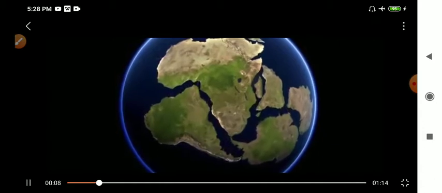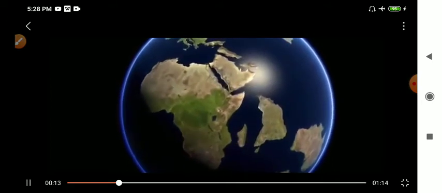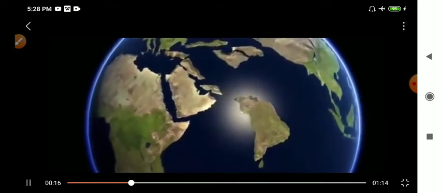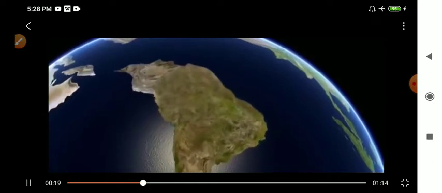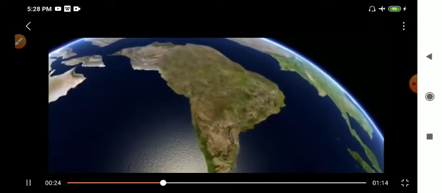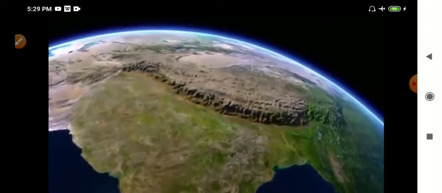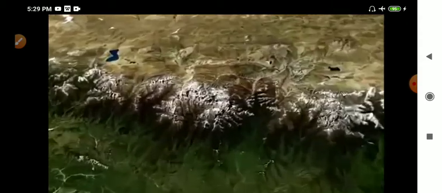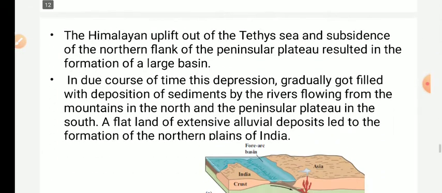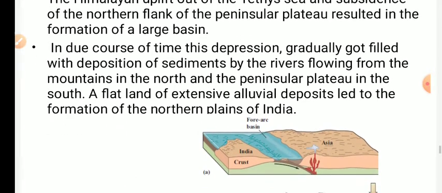See again, breaking, moving apart, India also moving. So this is how Himalaya formed. Now you can see this is the Himalayan uplift of Tethys Sea, subsidence of northern flanks, peninsular plateau, resulted in formation of large basin.